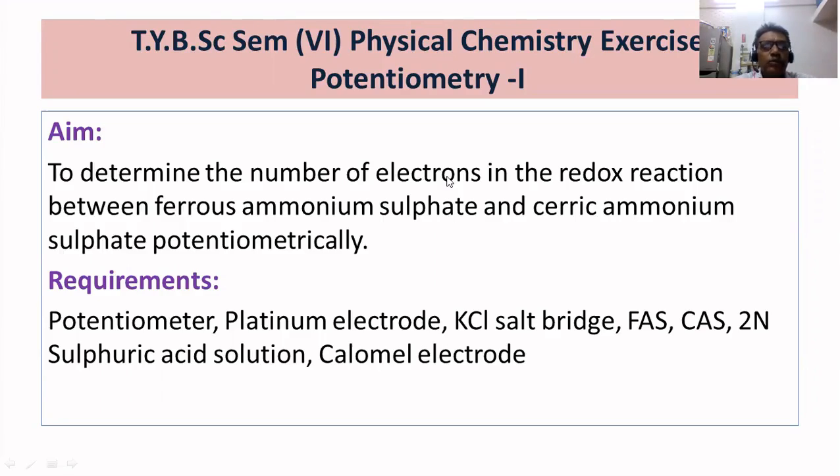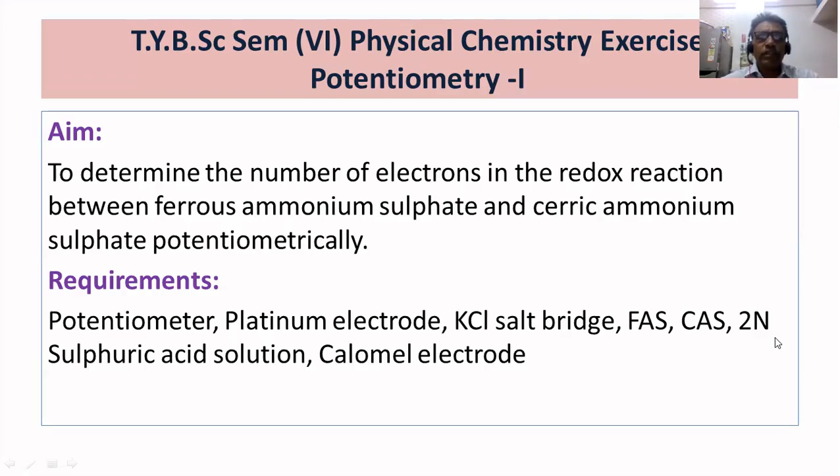Potentiometer. With the help of the potentiometer, we can measure the EMF of the cell, that is, the potential difference between the two electrodes. To construct the cell, we require a platinum electrode, a calomel electrode, a potassium chloride salt bridge, the given ferrous ammonium sulphate solution, and ceric ammonium sulphate solution of 0.1 normal concentration, and 2 normal sulfuric acid solution. So these solutions are required.